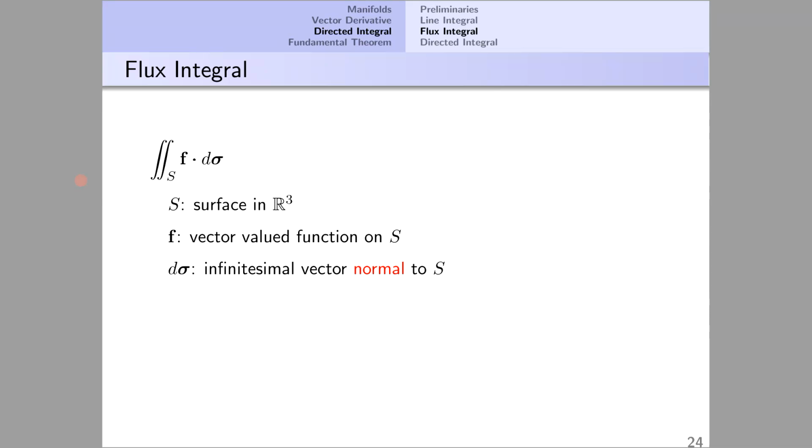Next, we'll generalize flux integrals to directed integrals. So here we have a flux integral. It's an integral over some surface in R3. F is a vector-valued function defined on the surface, and d sigma is an infinitesimal vector normal to the surface. This works only in R3 because only in R3 do two-dimensional surfaces have unique directions normal to them at each point.